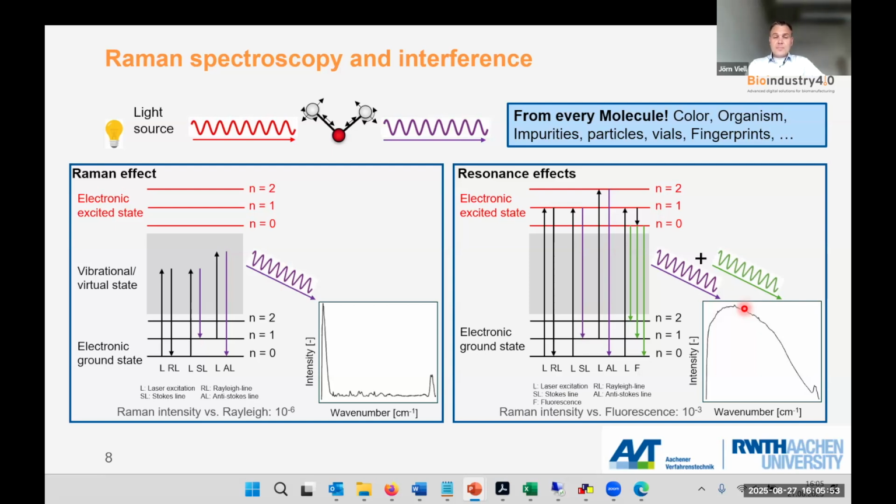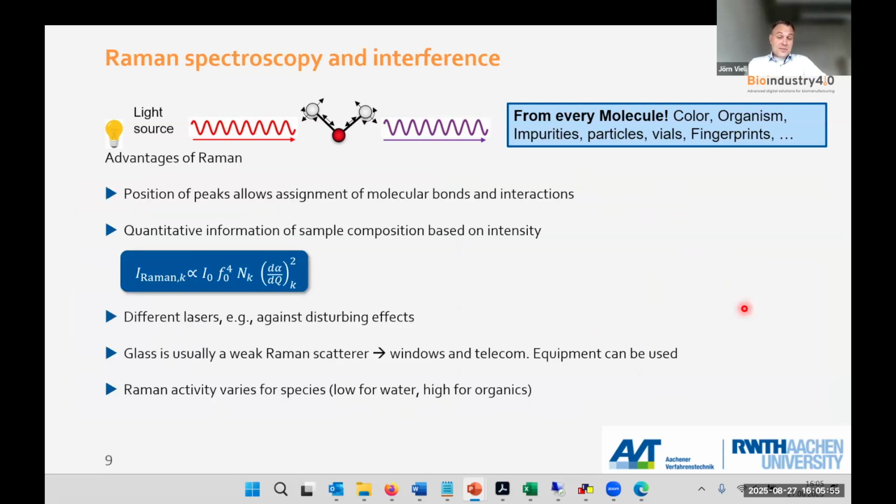So why are we actually using Raman? It seems so complicated, but it also has many advantages. The position of peaks allows assignment to molecular bonds. We have quantitative information based on intensity.